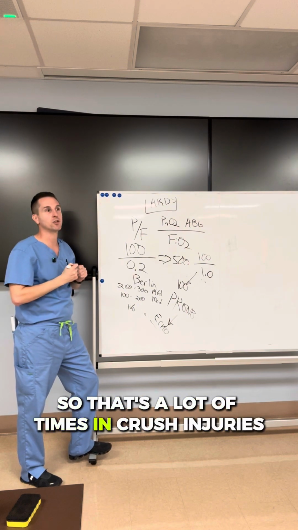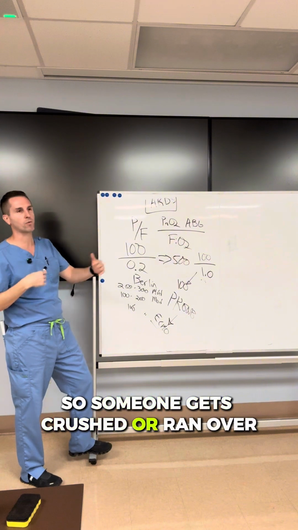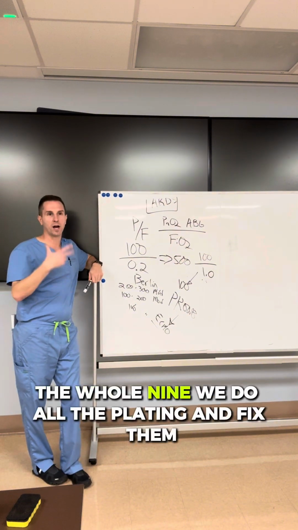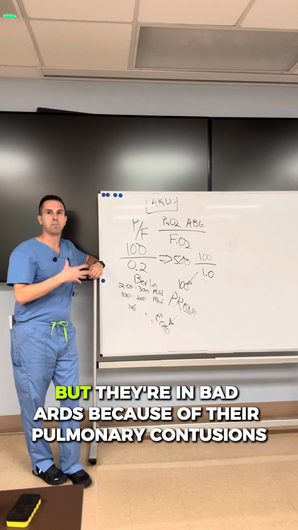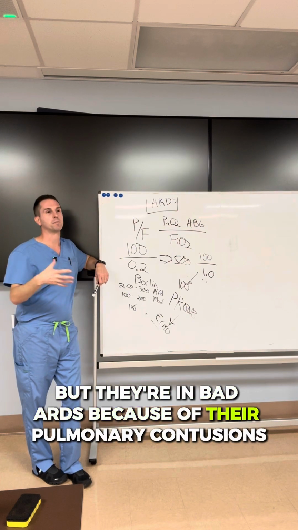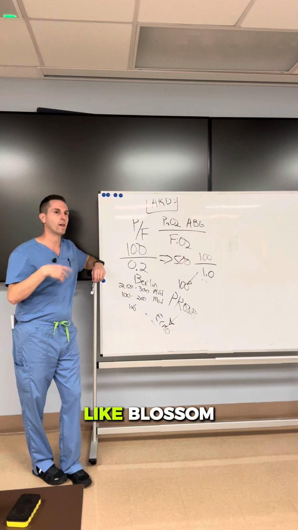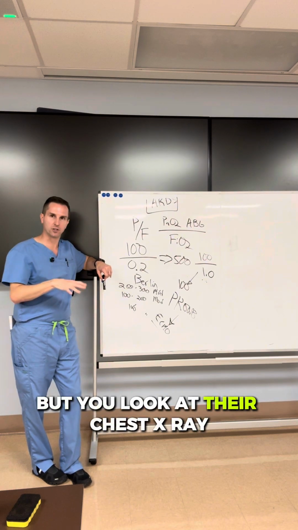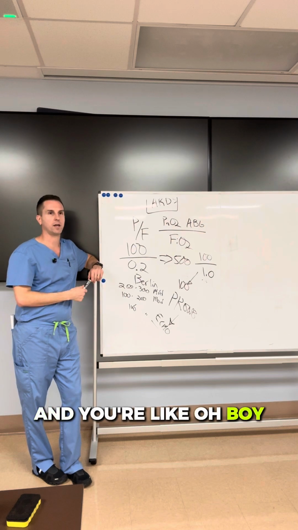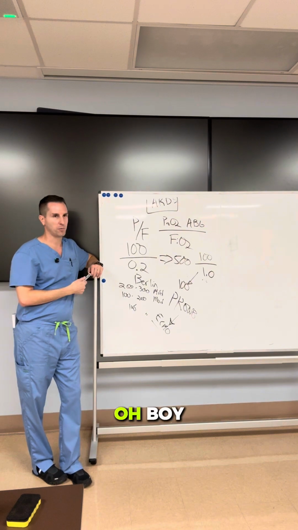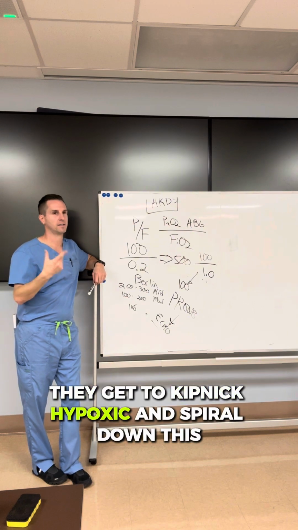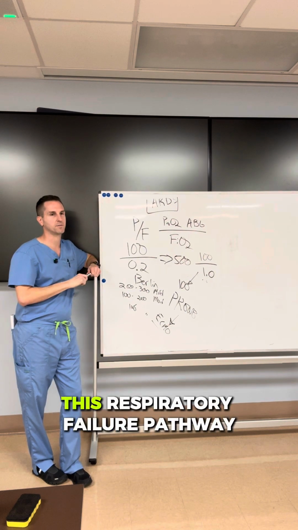So that's a lot of times in crush injuries. So someone gets crushed or run over by a car, and they have bad rib fractures, the whole nine. We do all the plating and fix them. But they're in bad ARDS because of their pulmonary contusions. And those tend to, quote, blossom. So someone will come in, they're okay, but you look at their chest x-ray, and you're like, oh boy. And then you get their CT, oh boy. And then all of a sudden, they get tachypneic, hypoxic, and spiral down this respiratory failure pathway.